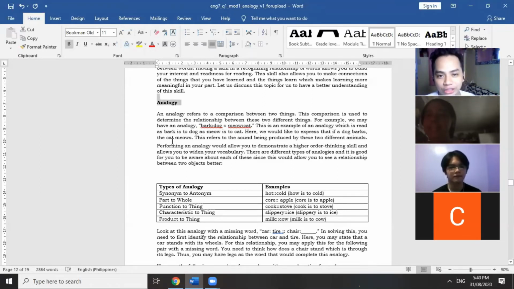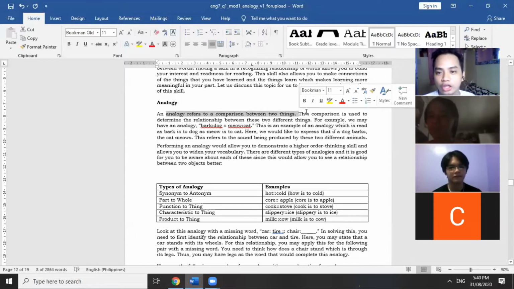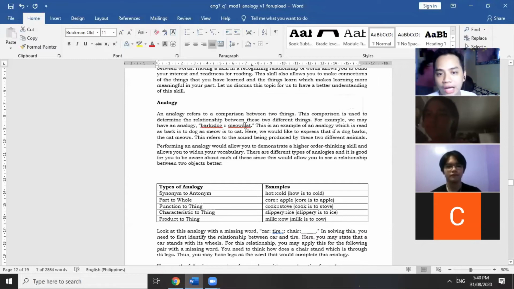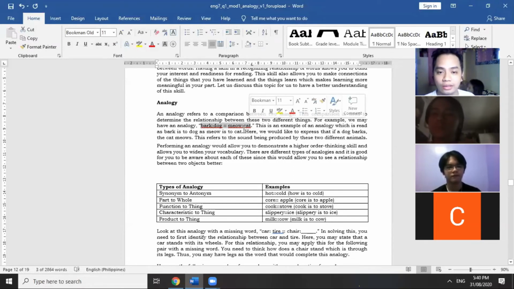Okay. Analogy. An analogy refers to a comparison between two things. The comparison is used to determine the relationship between these two different things. For example, we may have an analogy: bark is to dog as meow is to cat. So a dog barks and a cat meows. This is an example of an analogy, which is read as bark is to dog as meow is to cat, like what I said a while ago. And that's the way how we read this pair or this set. Bark is to dog as meow is to cat. That's the way how we should read it, people.